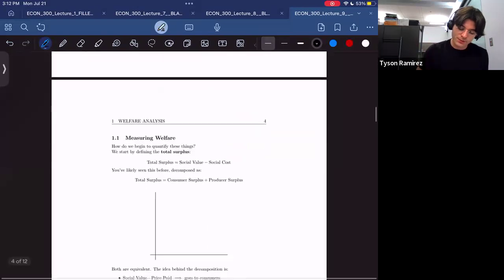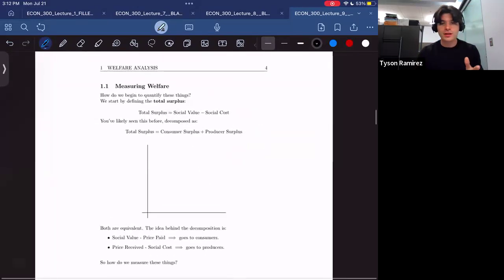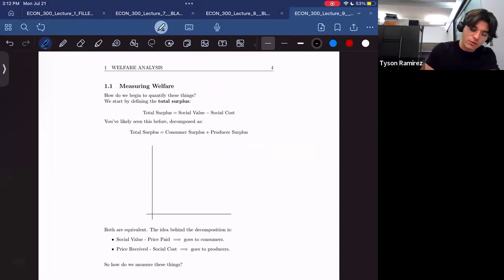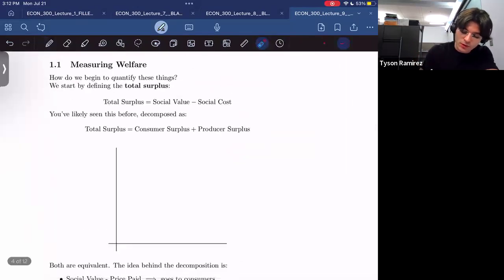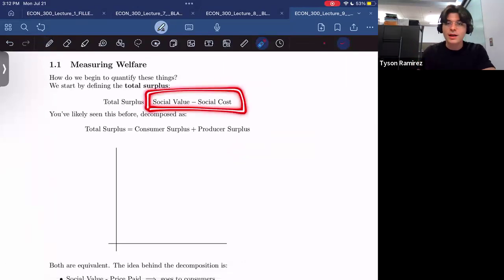All right. So let's begin. How do we begin to measure this? How do we even begin to measure this? Well, we need to define total surplus. Total surplus, most explicitly, is the social value of something minus the social cost of something.